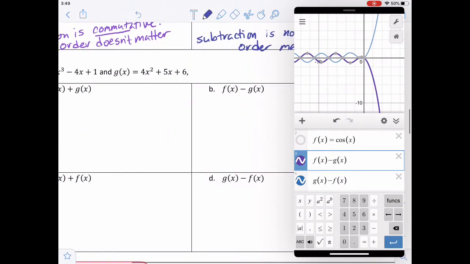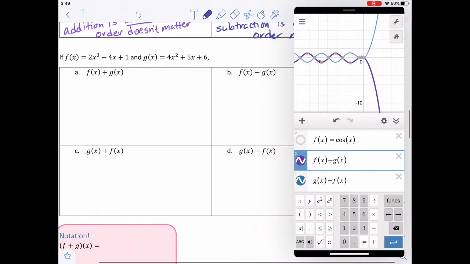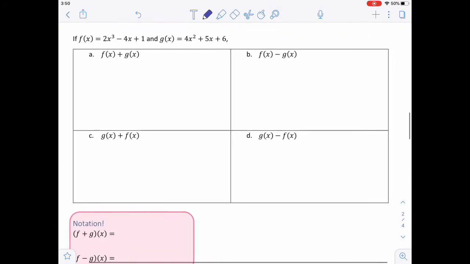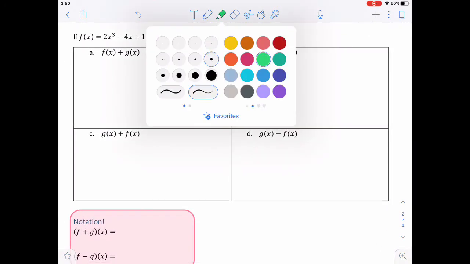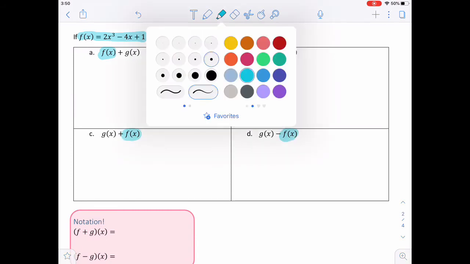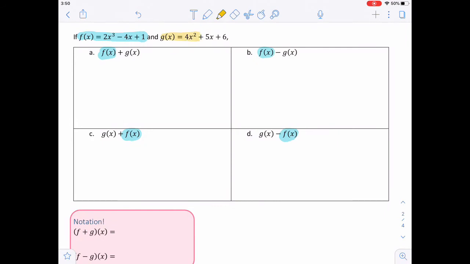Okay. So let's do some more practice. This time we're going to look at two polynomials. We'll bring Desmos back in a second, but let's try it without Desmos. All right, so we have our function f, which is 2x cubed minus 4x plus 1. So each of these f's is going to get replaced with that. And then we have our g. G of x is 4x squared plus 5x plus 6.